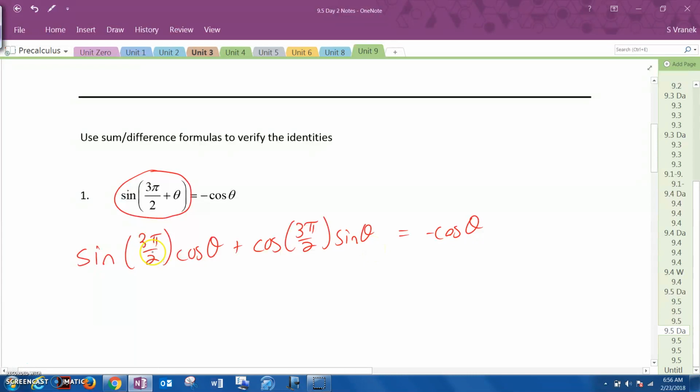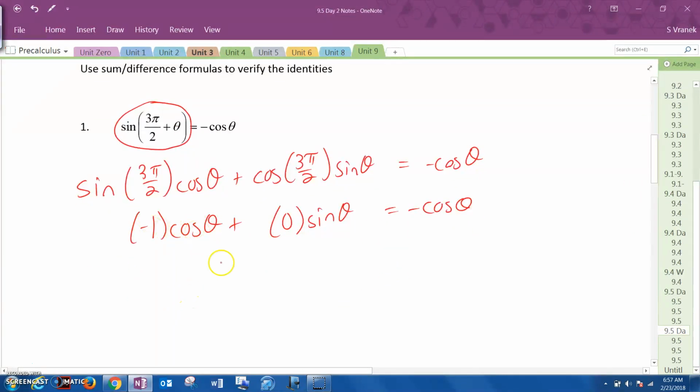At 3 pi over 2, that's 270. That sine, or the y, is -1. Cosine of 3 pi over 2, if sine's 1, cosine has to be 0. And sure enough, this piece will go away because 0 times sine is 0, and you get -1 times cosine, which is negative cosine of theta. So we did it. So these identities are actually easier because if you see a sum of angles, use the formula to expand it, and then it generally works itself out.